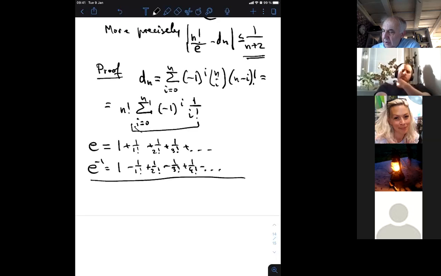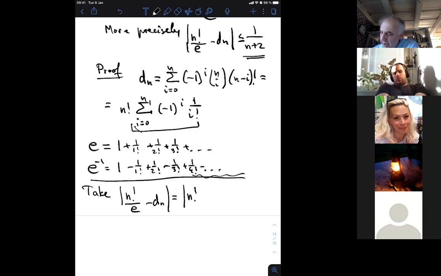So if we look at the difference, take the absolute value of n factorial divided by e minus dn, this should be equal to n factorial times the sum of the remaining part of the expansion of e inverse, which is the sum for i from n plus 1 to infinity of (minus 1) to the power i, 1 over i factorial.